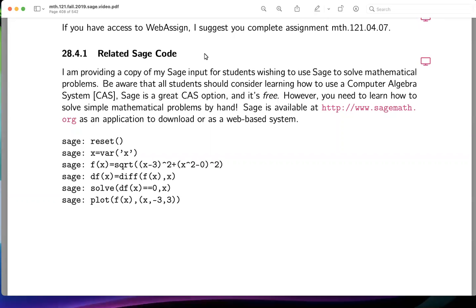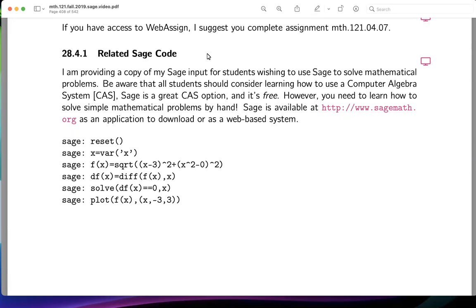All right, we're in section 28. And again, for some students, what this is like, they're saying, what do I need to do? Well, at minimum, probably type in this code using Sage Math. All right, the reset, which is clearing out any kind of variables that might be left over or definitions. Getting X to be a variable, defining a function F, differentiating F, solving the derivative for zero, and then plotting the function out. All right.